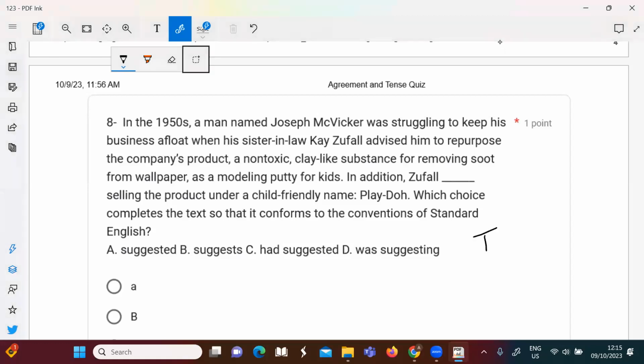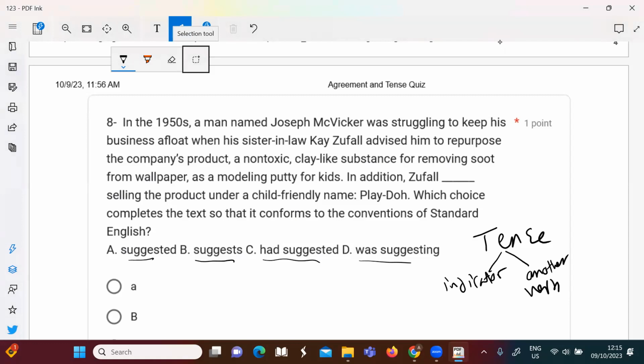Okay, here it seems this is a tense question. He suggested, past simple; suggests, present simple; had suggested, past perfect; was suggesting, past continuous. I want to know the tense. I look at the other verb, and I have two options: either I look for an indicator or for another verb. Start from the very beginning. I have "in 1950s". This is an indicator. An indicator of what? Of the past simple.